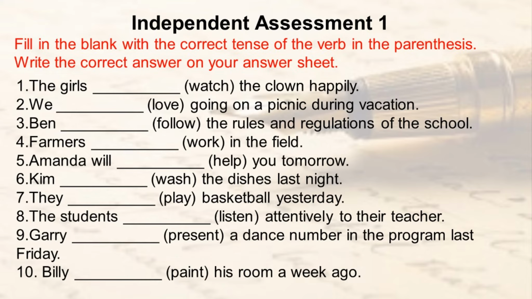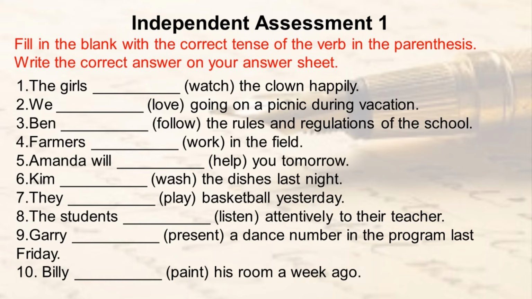Independent Assessment 1. Fill in the blank with the correct tense of the verb in the parenthesis. Write the correct answer on your answer sheet. 1. The girls blank watch the clown happily. 2. We blank love going on a picnic during vacation. 3. Ben blank follow the rules and regulations of the school. 4. Farmers blank work in the field. 5. Amanda will blank help you tomorrow. 6. Tim blank washed the dishes last night.